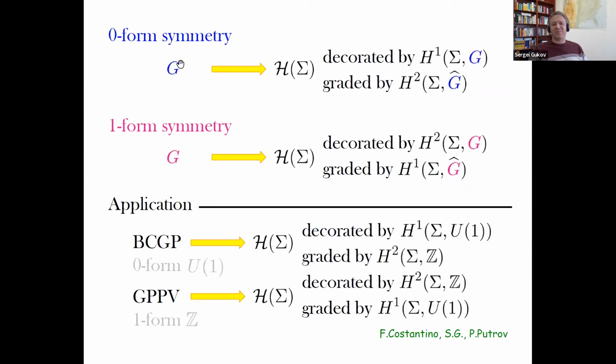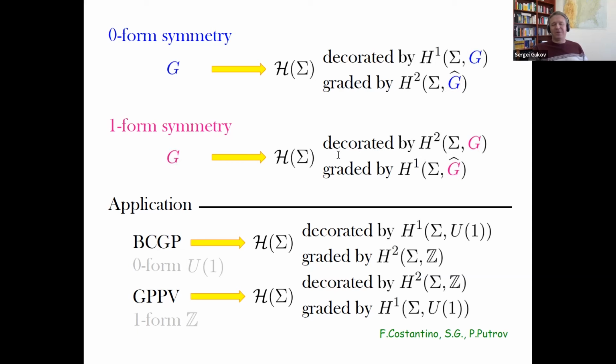So summarizing what we discussed before, in the previous case, the usual symmetry, you find that Hilbert space is decorated by H upper 1 and graded by H upper 2 with Pontryagin dual coefficients. Here, in this case of more exotic symmetry, where a degree is shifted, you find a similar pattern, and naturally the degree is shifted. So that's maybe not too surprising.